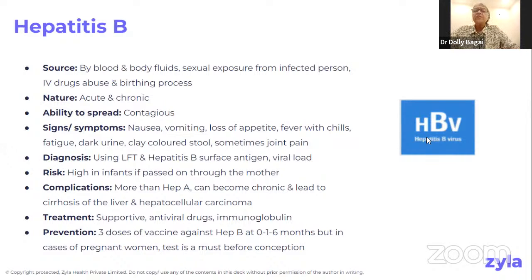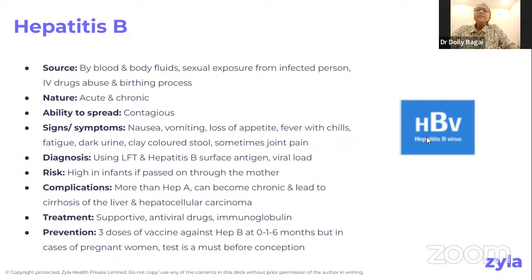It is contagious by sexual exposure, by getting transfused blood which is infected with hepatitis B, and by body fluids like saliva, like urine, like semen. Semen also transmits hepatitis B.